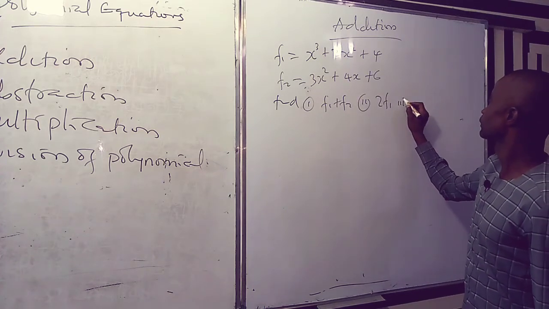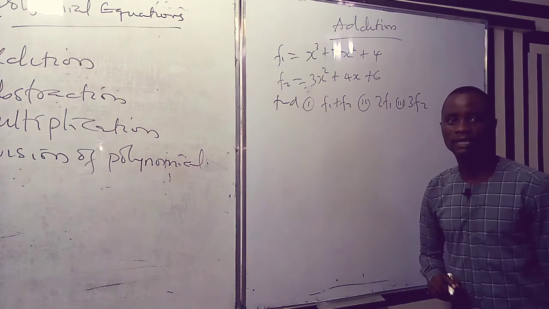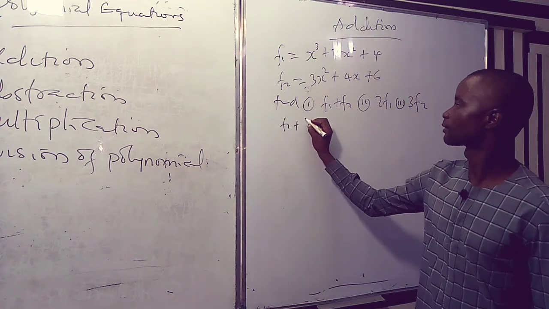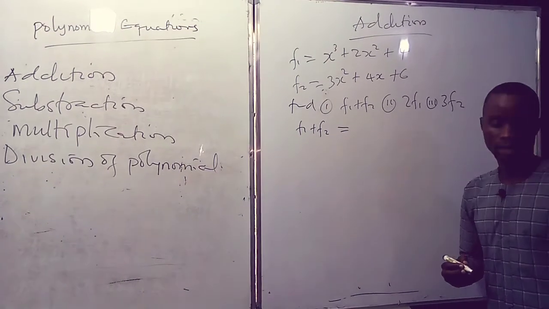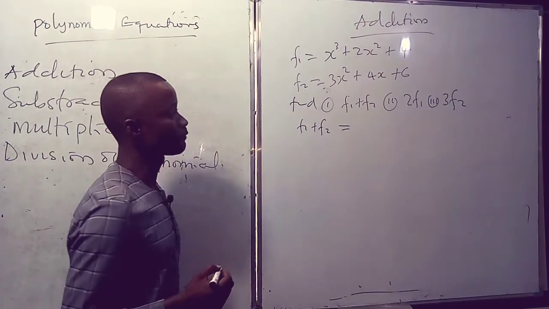2f1, 3f2. Now, how are you going to start? Let's start from the first one. The first one is f1 plus f2. Now, let's arrange it in tabular form. We are going to use two concepts. The first concept, let's arrange it in tabular form.